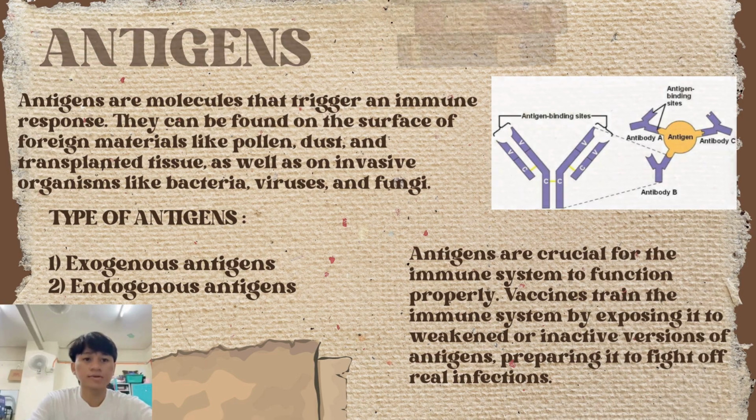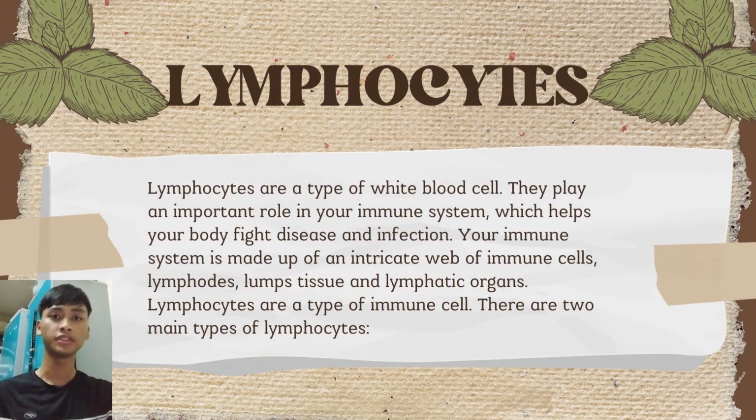Lymphocytes. A lymphocyte is a type of white blood cell that plays an important role in your immune system to help fight disease or infection. Your immune system is made up of an intricate web, which includes immune cells, lymphoid tissue, and lymphatic organs. Lymphocytes are a type of immune cell. There are two main types of lymphocytes.